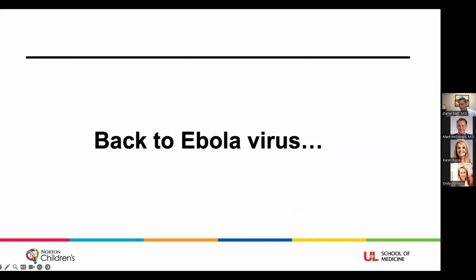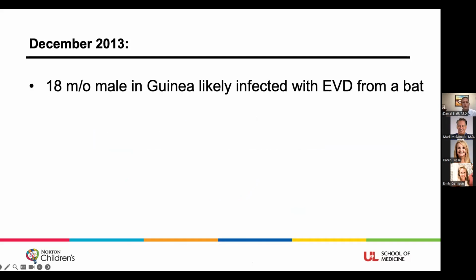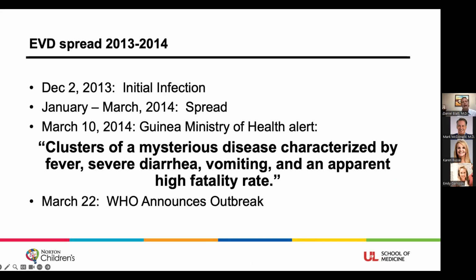So back to Ebola virus. In December of 2013, there was an 18-month-old male in Guinea who contracted Ebola virus disease after a bat exposure. By March 10th of 2014, the Guinea Ministry of Health put out an alert about clusters of a mysterious disease characterized by fever, severe diarrhea, vomiting, and apparently high fatality rate. By March 22nd, the WHO announced an outbreak.